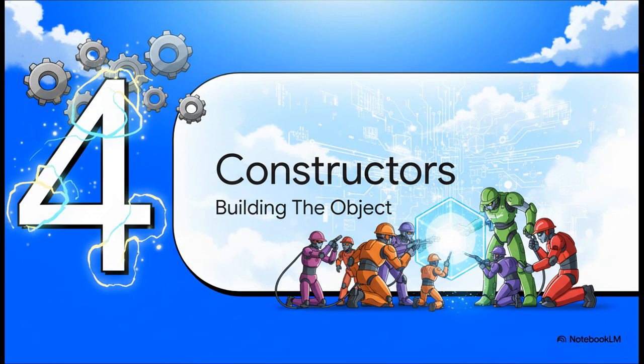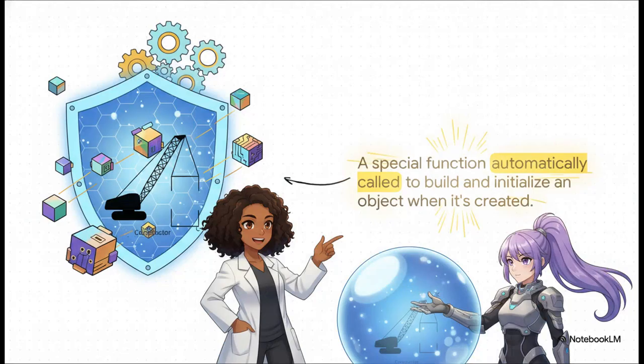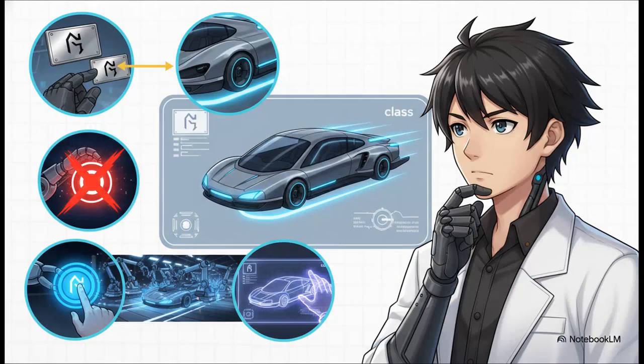But how do we make sure these objects are created properly in the first place? For that, let's bring in the automated construction crew. Constructors. A constructor is this special kind of function that gets called automatically the instant you create a new object. Its one job, its only job, is to build and initialize that object so it starts its life in a valid, predictable state. And they have a few quirky rules that make them unique.